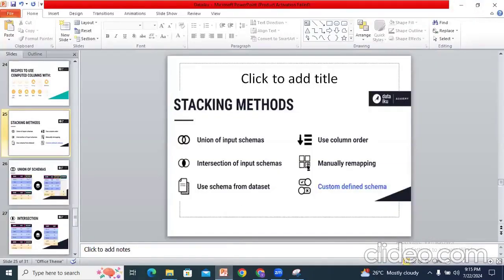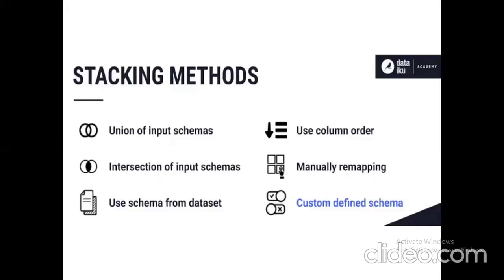Let's see some of the key points of the stack recipe. Stacking is generally called appending the data. We will append the data using two datasets, three datasets, or multiple datasets. The stacking methods are union of input schemas, intersection of input schemas, use schema from dataset, use column order, manually remapping, and custom defined schema.